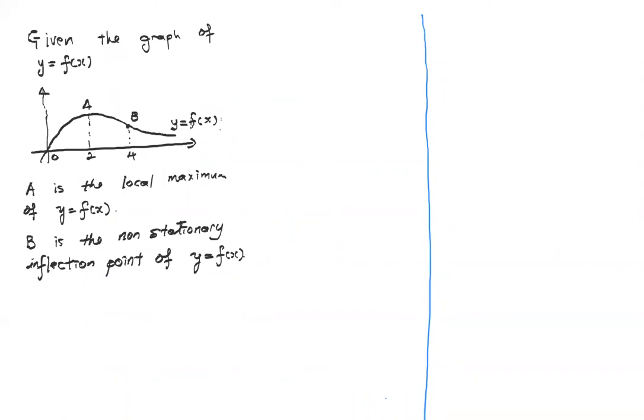Okay, B is the non-stationary inflection point. So if the question gives you like that, do you know based on this graph I can draw the sign diagram of f'(x) and f''(x)? The question will give you this graph, then ask you to draw the sign diagram for f'(x) and f''(x). So how am I going to draw the sign diagram of f'(x), the rate of change of f(x), based on the f(x) graph?